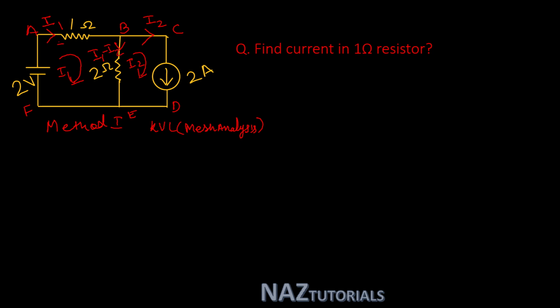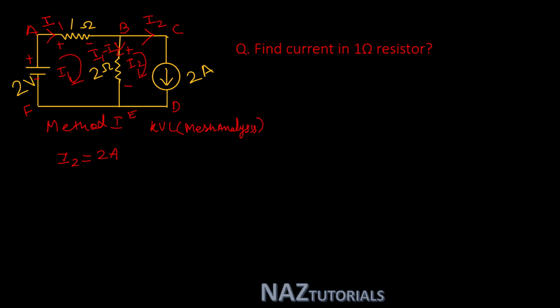Now define polarity. This is plus, this is minus. For the 2 ohm resistor, this is plus, this is minus. For the voltage source, this is plus, this is minus. And if you see the 2 ampere source and current I2 in the same direction, then you can say I2 is equal to 2 ampere. Now there is one unknown variable, that is I1.